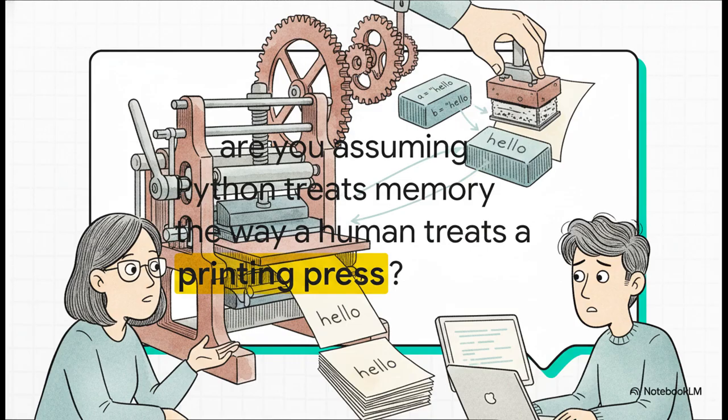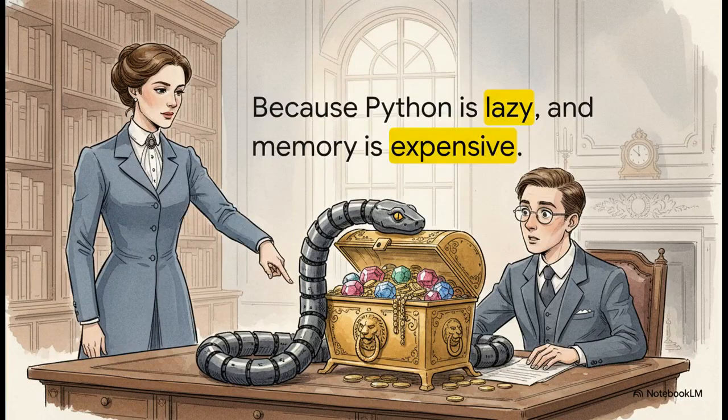But then Margaret leans over and hits him with this absolute gem of a question. Are you assuming Python treats memory the way a human treats a printing press? It's such a brilliant way to phrase it, right? Because Timothy genuinely thought every new variable assignment meant clunking down a brand new physical copy in memory. Yeah, so Timothy thought his two separate assignments strictly guaranteed two totally distinct memory allocations, which is completely logical if you're thinking like a normal human being.